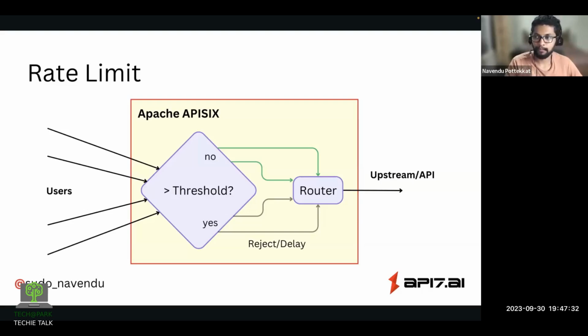So Naveen, can we ask questions? Yeah, sure. So one thing: you said API 6, but all your slides have API7.ai. Is this a new version?